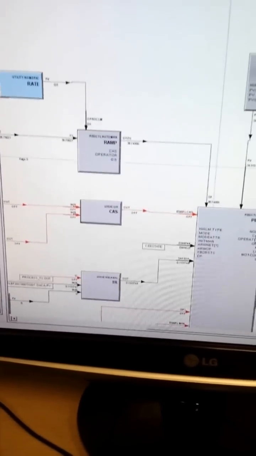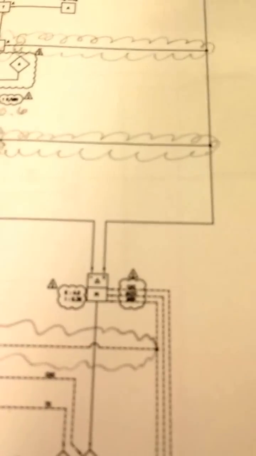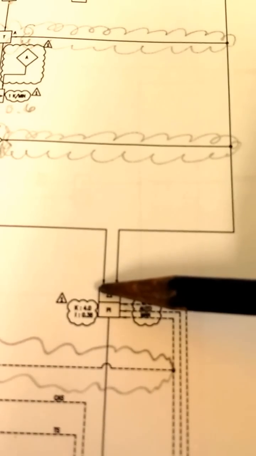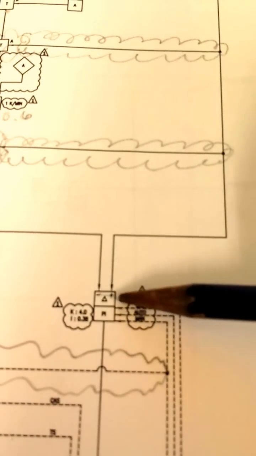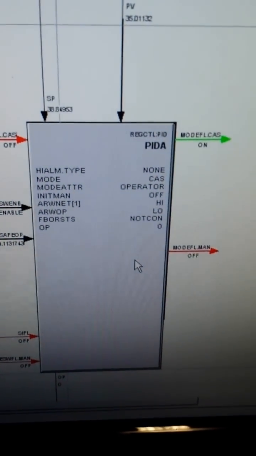Now this is the PID block. So we can also view the PID symbol in here. This symbol is the difference. There is minus and plus, there are two inputs, and here is the PI. Actually this is a proportional integral only, and here proportional, integral and derivative.